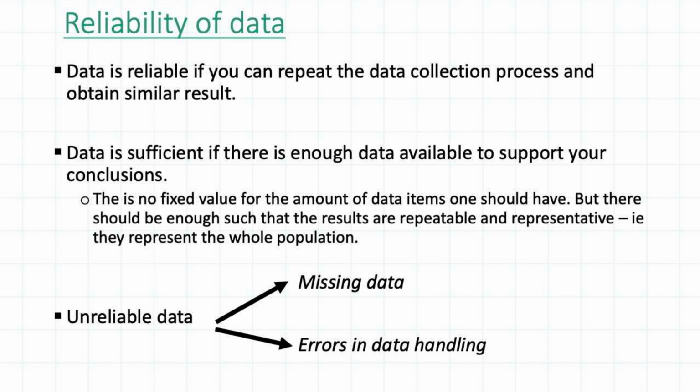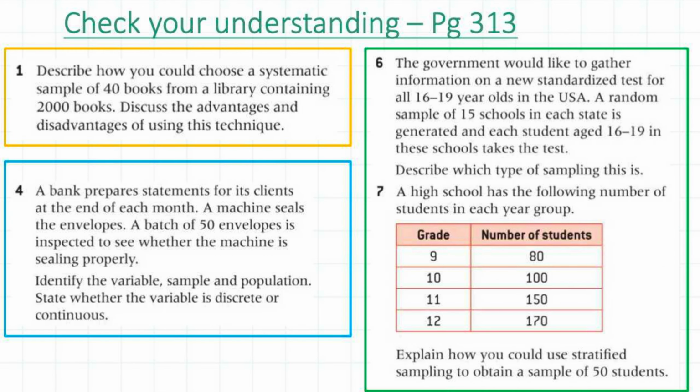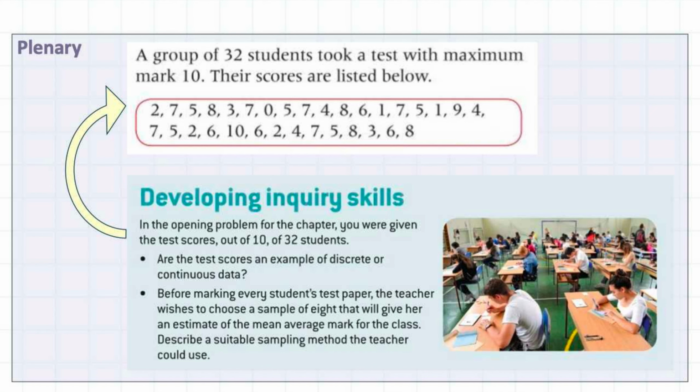Data is reliable if it's sufficient also. There's no fixed amount for how much sample or how much data you need to collect, but it has to be a good representation of the population. Now, unreliable data would mean that you have missing data, for example, or you had an error in handling the data or collecting the data. This is it for the sampling. You can think through this question if you need to. It's a good way to see how you can select a sampling method that would be appropriate for this type of question.